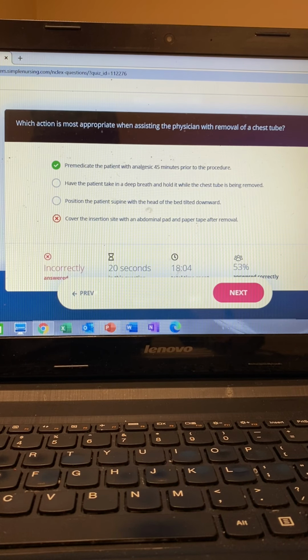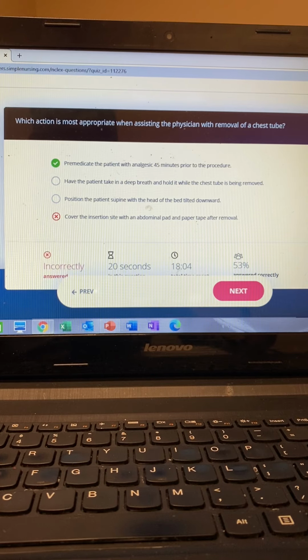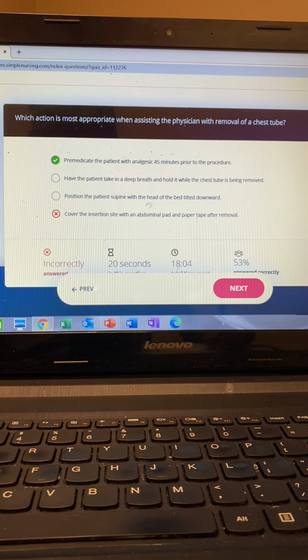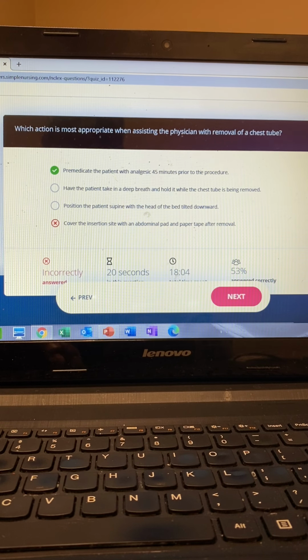So don't get sad if you chose that one. Technically, you should take a deep breath when chest tubes are removed, but it's not the best or priority action before the administration of pain meds.